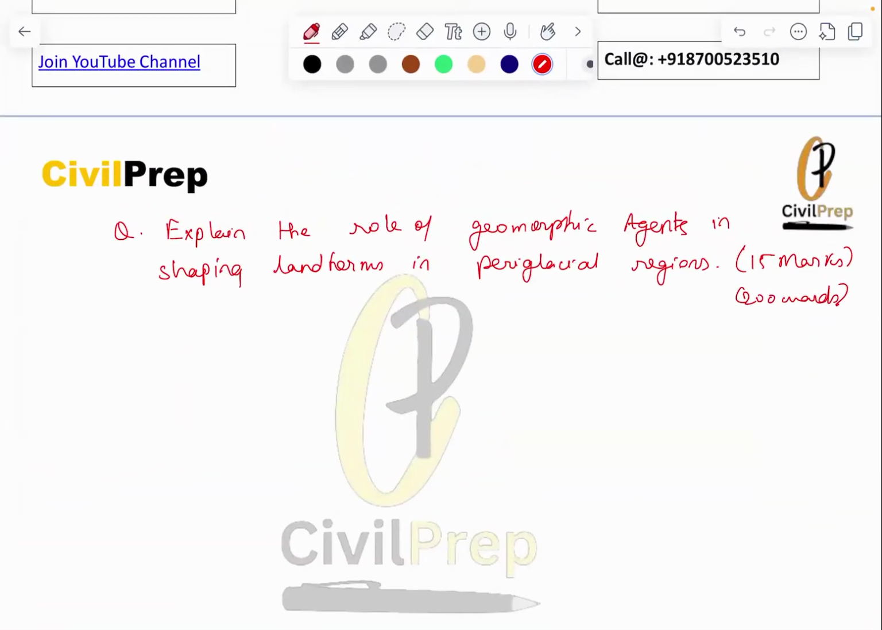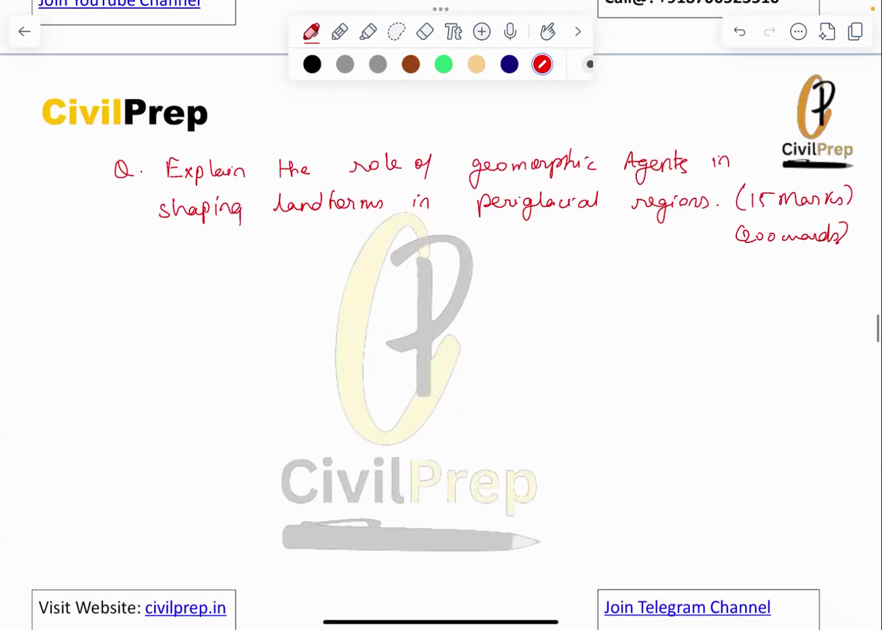But I want you to add certain aspects. Discussing from the answer writing point of view, I just need certain things to be added here. Your answer is quite good. It consists of all the processes related to weathering, erosion, all this part, that is, the geomorphic agents. Now, the things we need to add here.